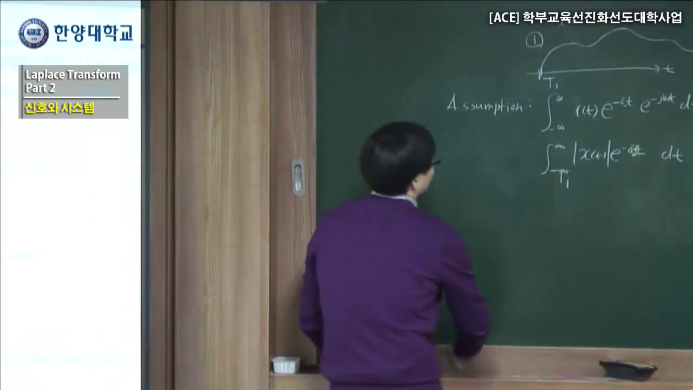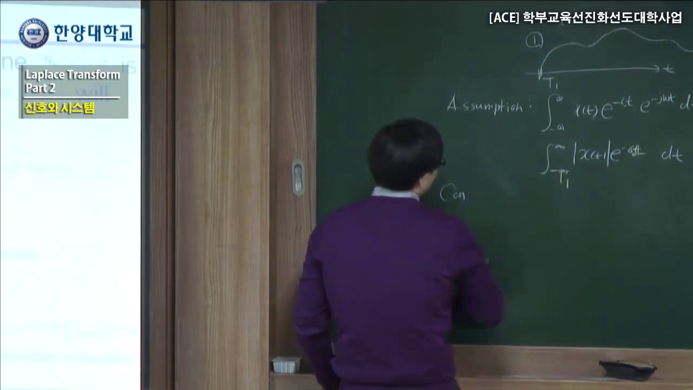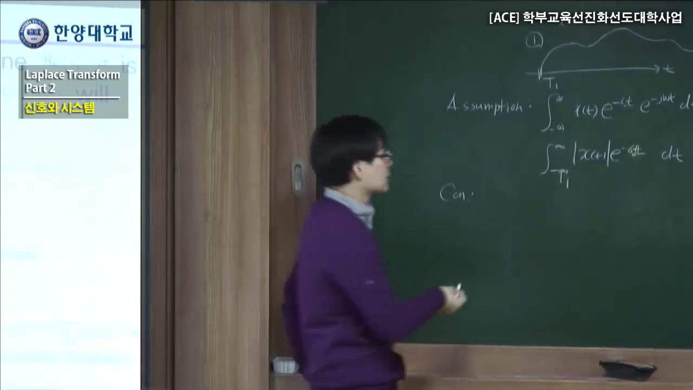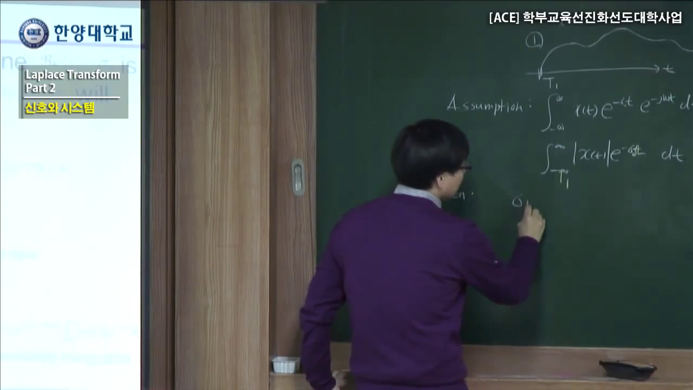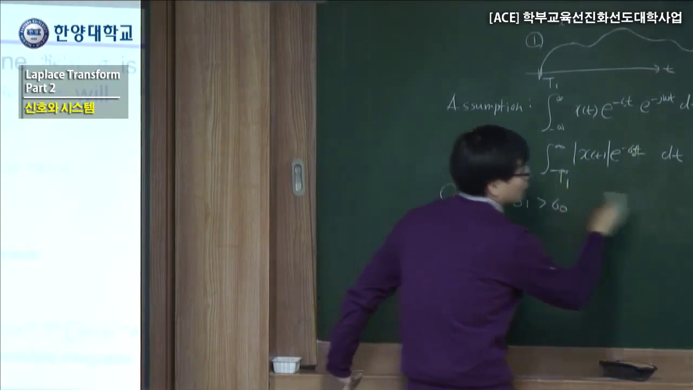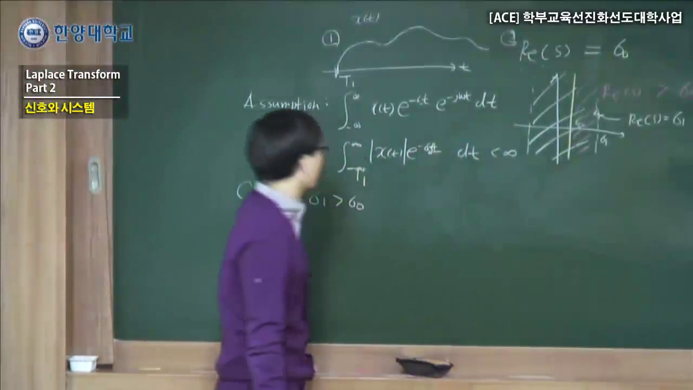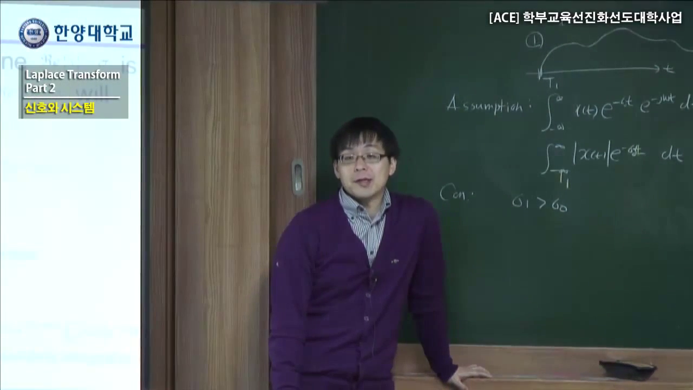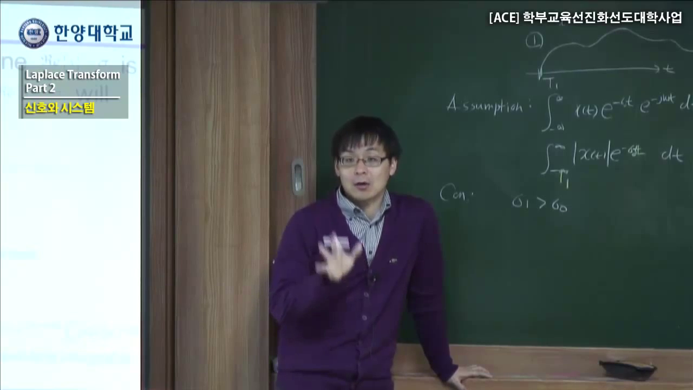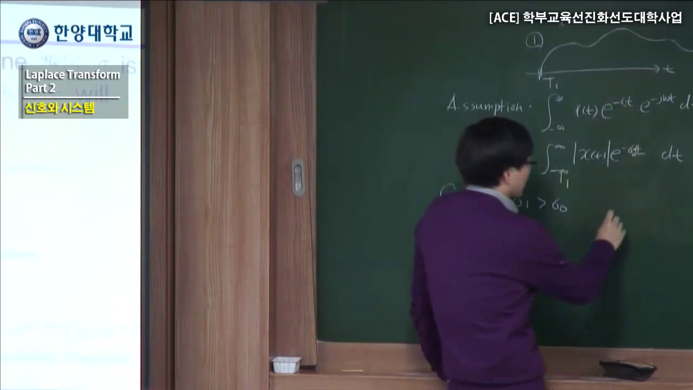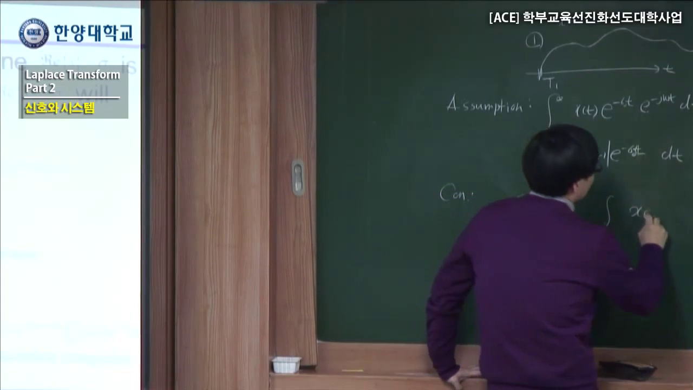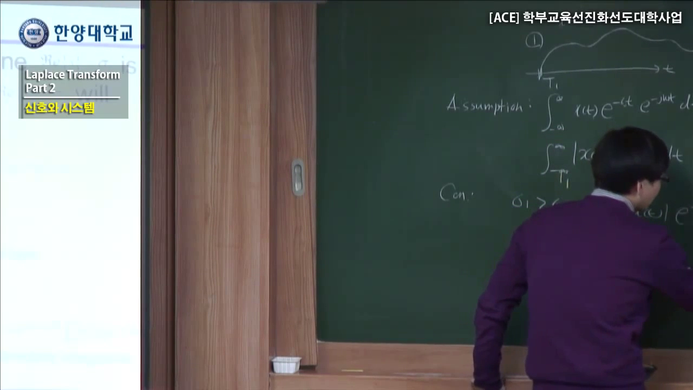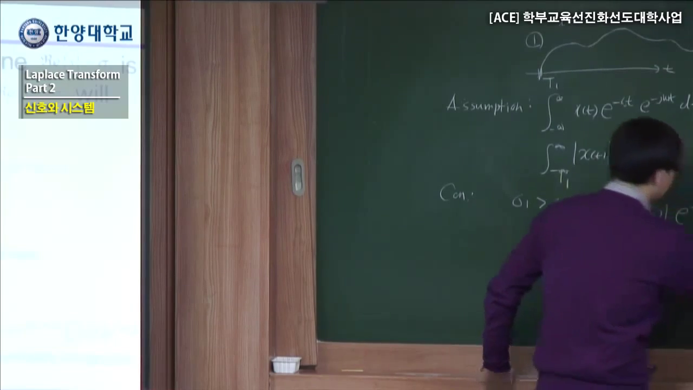Then this is our conclusion. What it claims here is, we define some delta 1 larger than delta 0, like this. And then, if this one is also absolutely integrable, then this means they converge. So let's take a look at it. x(t) times e to the minus delta 1 t in here.